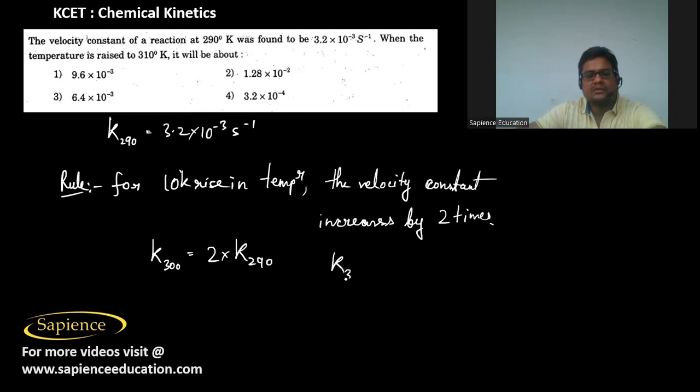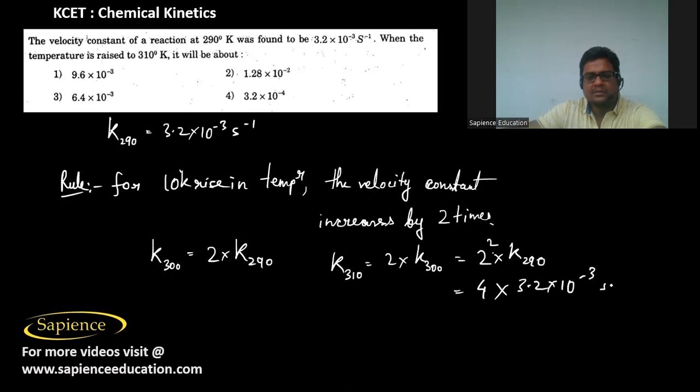And so the rate constant at 310 Kelvin will be equal to twice the rate constant at 300 Kelvin. It means that it will be 2^2 times the rate constant at 290 Kelvin. It means it is 4 times 3.2 × 10^-3 per second. 4 times 2 is 8, 4 times 3 is 12. So 1.28 × 10^-2 per second. So option 2 is the correct answer.